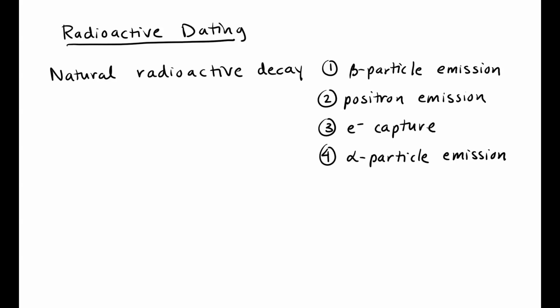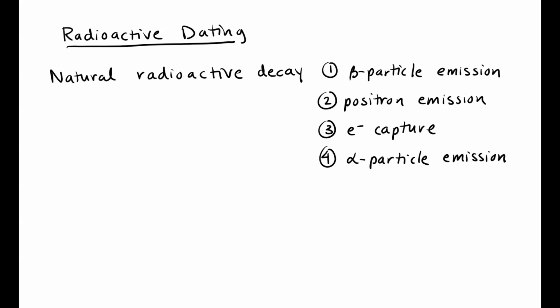In our last video, we learned about the 4 different modes of natural radioactive decay. We learned that nuclei will either undergo beta particle emission, positron emission, electron capture, or alpha particle emission in their attempt to become a more stable nucleus. Today, we're going to use these radioactive decay reactions in a practical application called radioactive dating, which is basically a way of figuring out how old something is.